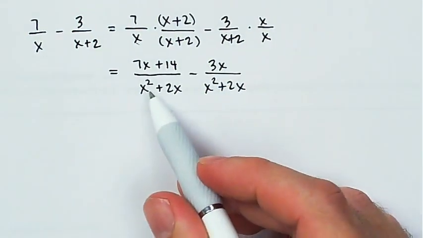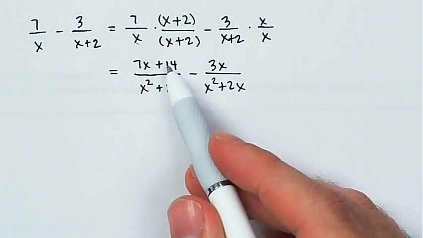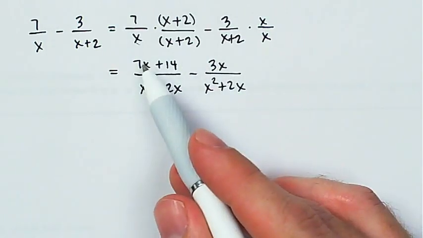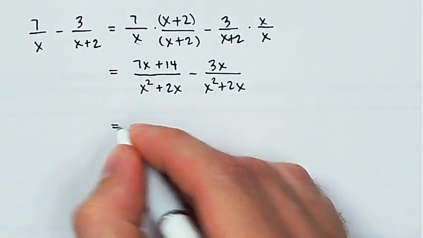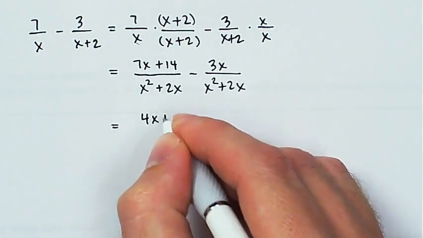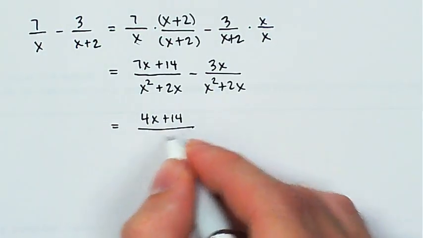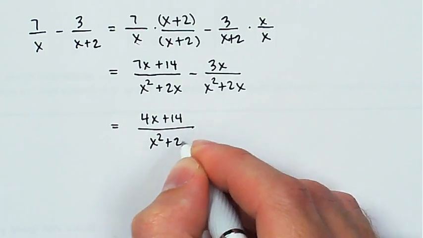And now if I've got these two things, I'm subtracting them. I'm going to have 7x plus 14 minus 3x. Okay, so I'd lose 3 of those x's. And I'd be left with 4x plus 14 over x squared plus 2x.